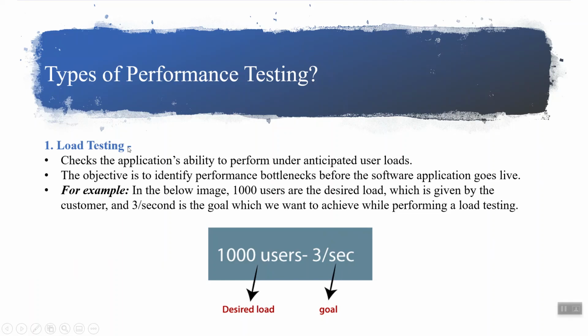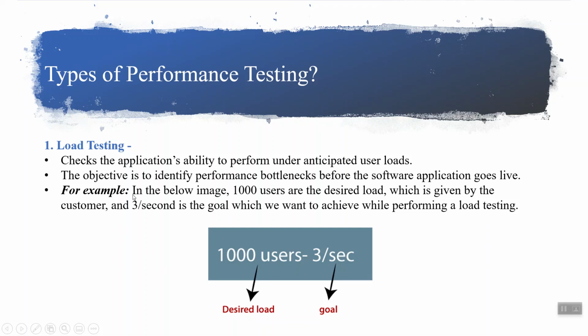First one is load testing. In load testing, we check the application's ability to perform under anticipated user loads. Here, the objective of load testing is to identify performance bottlenecks before the software application goes live.